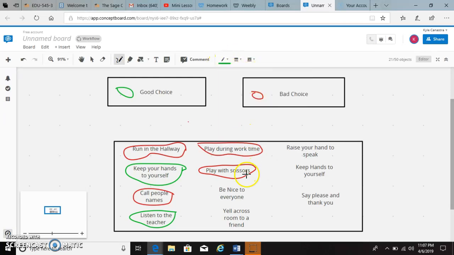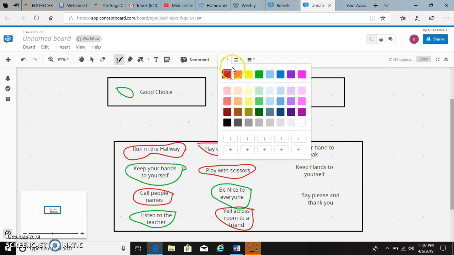Being nice to everyone. Right. You're nice to your friends, then everybody feels good and we're all on the same page. Good job. How about yelling across the room to a friend? Right. You don't want to yell across the room to a friend. You're going to distract others. You're not paying attention to what the teacher's saying, like we said before. It's good. How about raising your hand to speak?